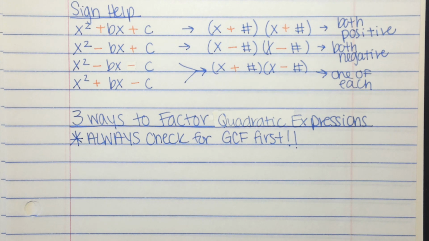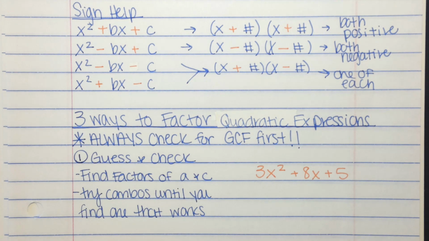If you don't do that, you will not be able to factor it all the way. Okay, the first method we're going to look at is the guess and check method. So for the guess and check method, you find factors of A and factors of C, and then you just try some different combinations until you find one that works.